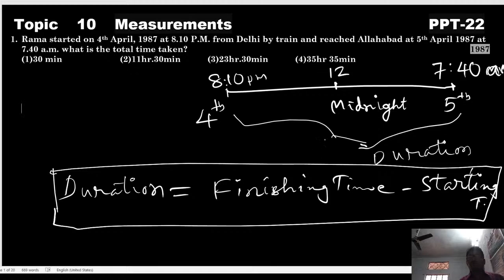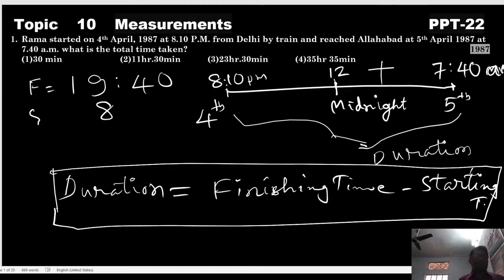So here the finishing time is 40 minutes past 7. In the middle we have midnight, so that's why we have to add 12 to this 7:40. So 7:40 plus 12 is 19:40. Children, this is the finishing time. The starting time is 8:10.